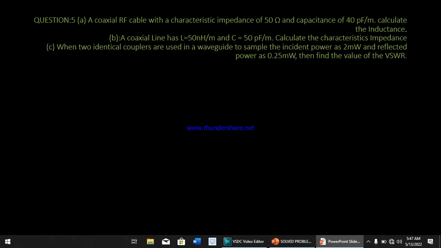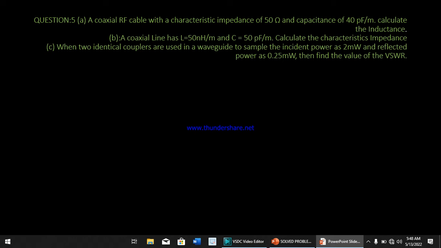Question 5. The A part says a coaxial RF cable with a characteristic impedance of 50 ohm and capacitance of 40 picofarad per meter. Now calculate the inductance.